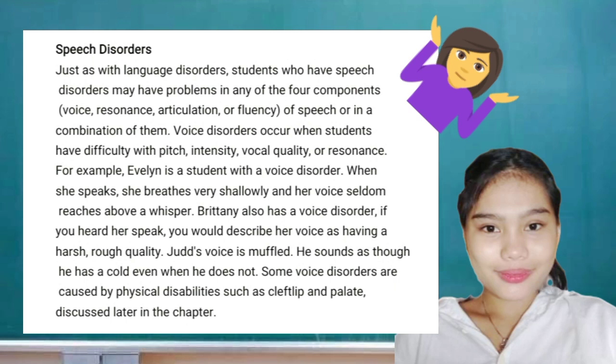For example, Evelyn is a student with a voice disorder. When she speaks, she breathes very shallowly and her voice seldom reaches above a whisper. Brittany also has a voice disorder. If you heard her speak, you would describe her voice as having a harsh, rough quality. Jude's voice is muffled. He sounds as though he has a cold even when he does not. Some voice disorders are caused by physical disability, such as cleft lip and palate, that is discussed later in this chapter.